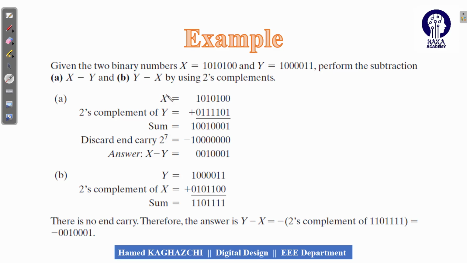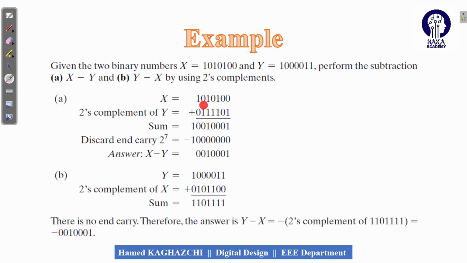In the case of x minus y, x is the minuend and y is the subtrahend. According to the procedure, we have to find the 2's complement of the subtrahend, which is y. What is the 2's complement? The first one is unchanged, and the rest will be replaced: 0 becomes 1, 1 becomes 0, and so on up to the end.